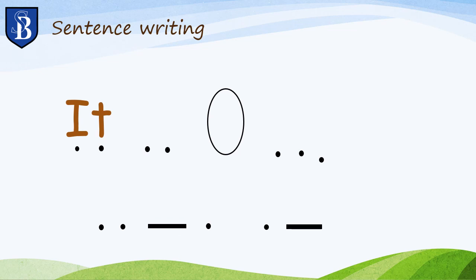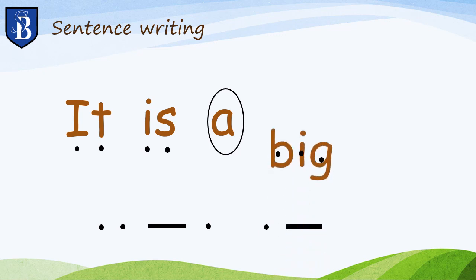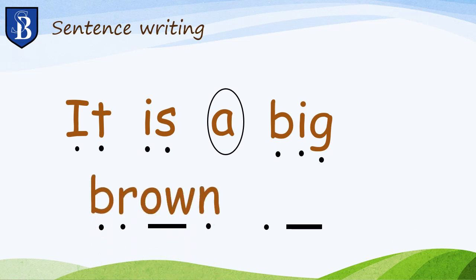It, I-T, it, remembering that capital letter at the beginning of our sentence. It is, I-S, is. A, there's one of our sight words, a. Big, B-I-G, big. Brown, B-R-O-W for the ow digraph, N, brown. And finally, C-O-W, cow. It is a big brown cow.